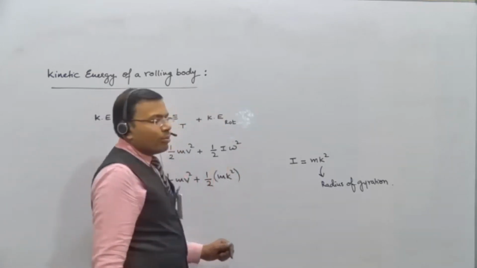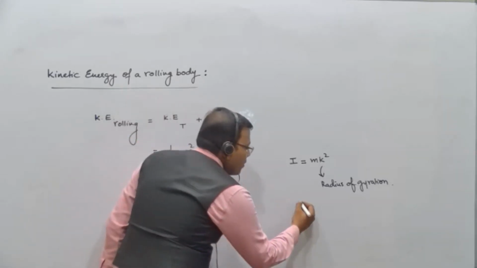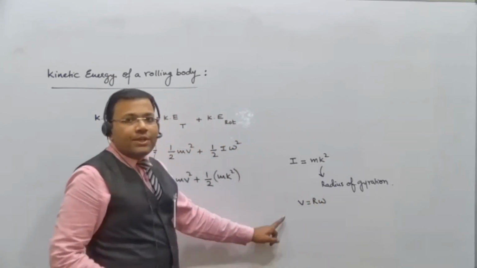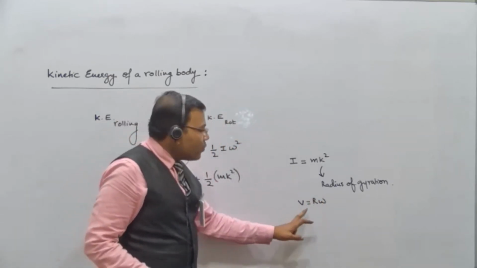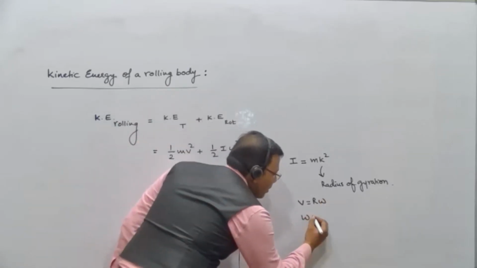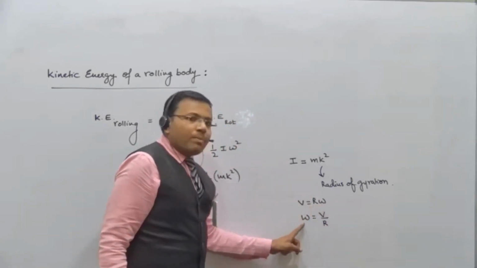Now what is this omega? To express that omega in terms of v, let us see what we are going to do. We know already v is equals to r omega, students. Relation between the linear velocity and the angular velocity. So v is equals to r omega. What is the value for omega from this? क्या मिल रहा है बेटा? Omega is equals to v by r. Omega is equals to v by r I am getting.